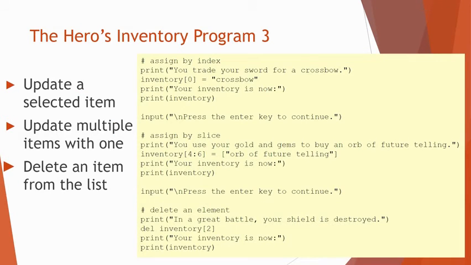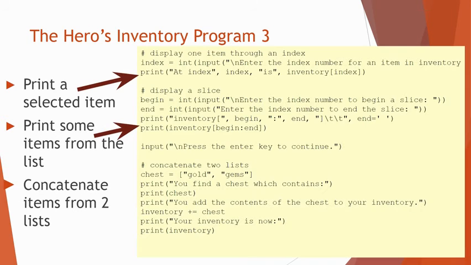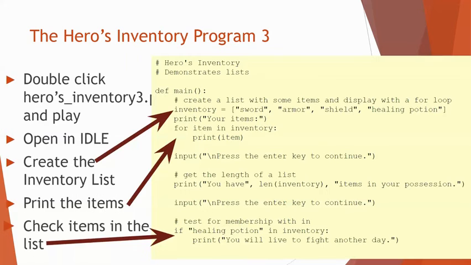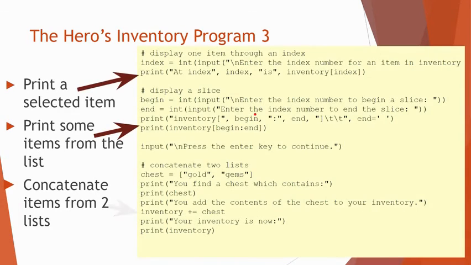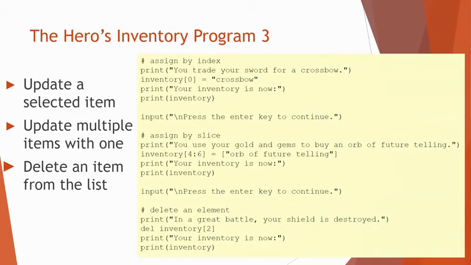You can also change an item. So inventory[0], if we look back, was sword. If we want to change sword to crossbow, you would simply say inventory[0] = crossbow. Now when you print inventory, it should have crossbow there. You can also update multiple elements at once. You could change elements 4 through 6 to orb of future telling.